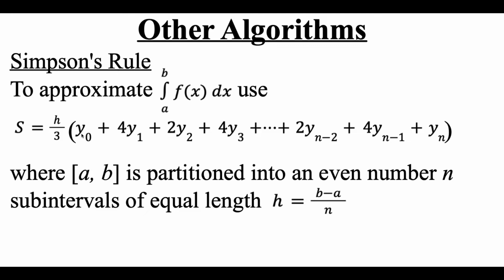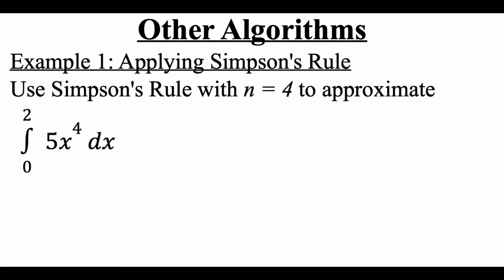Now notice the first and the last y value don't have any multipliers on them, but then in the middle we alternate between multiplying by 4 and multiplying by 2 every other term. To use Simpson's rule, we need our a to b interval to be partitioned into an even number, n, of subintervals of equal length, where we get h by doing b minus a over the number of intervals that we're making. And in class, I'll give you guys a Simpson's rule program for your calculator.